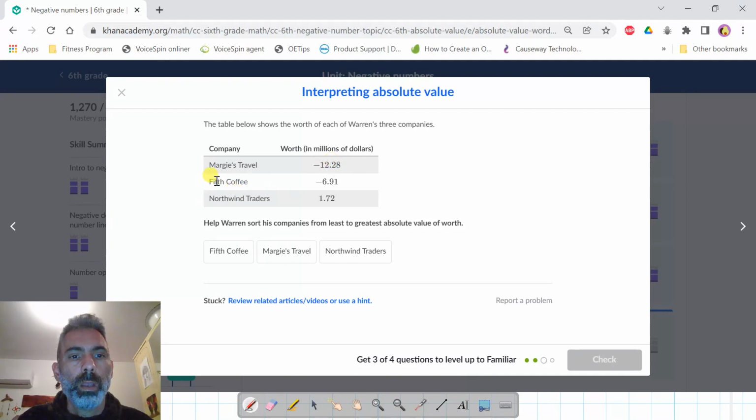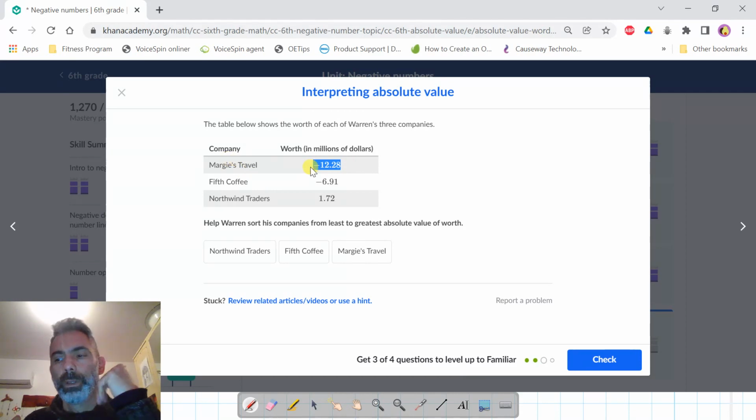Okay. Fifth Coffee, -6.91, and Northwind Traders, +1.72. Help Owen sort his companies from least to greatest absolute value of worth. Absolute value, okay. So Northwind is the least absolute value, 6.91 is next, so it's Fifth Coffee, and Margie's Travel is the greatest absolute value.